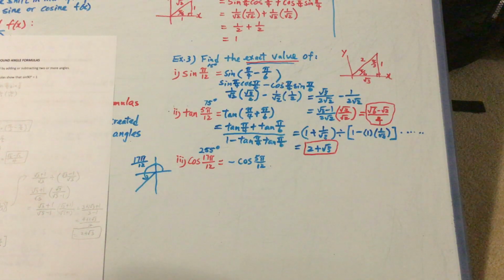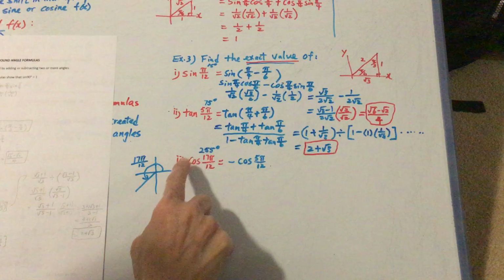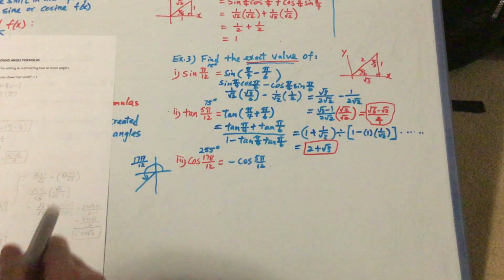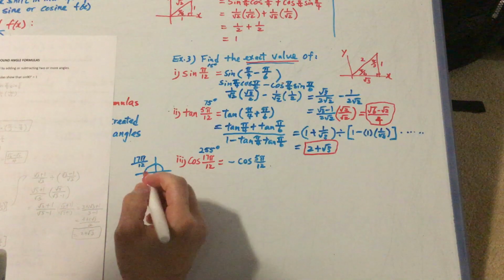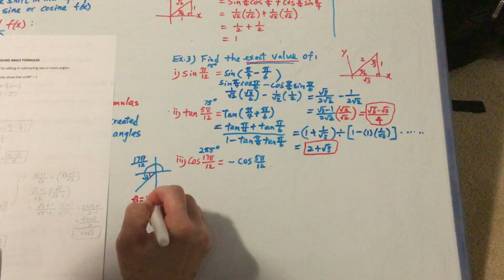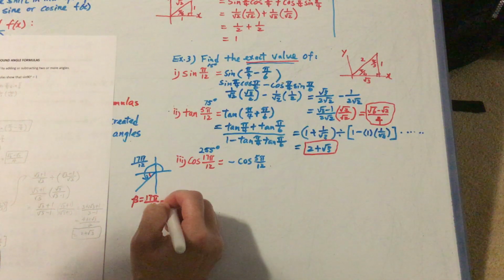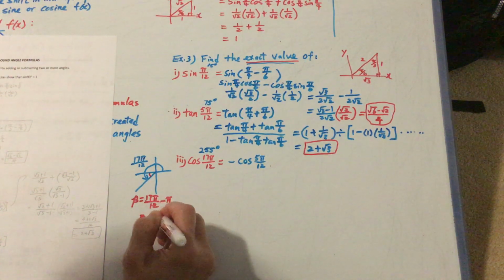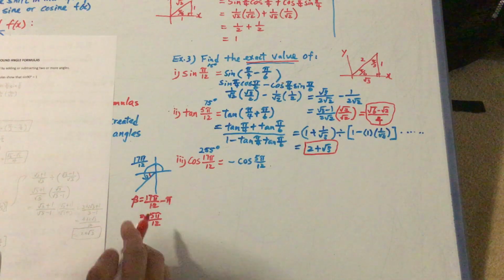So we cannot use a special angle like the 45, 30, or 60 to make it into a compound that will add up to 255. So what we will be doing is using the equivalent expression, but using the related acute angle, because from this diagram, I know that my related acute angle, beta, is going to be equal to 17 pi over 12 minus pi. So that will give me 5 pi over 12. So the related acute angle is 5 pi over 12.